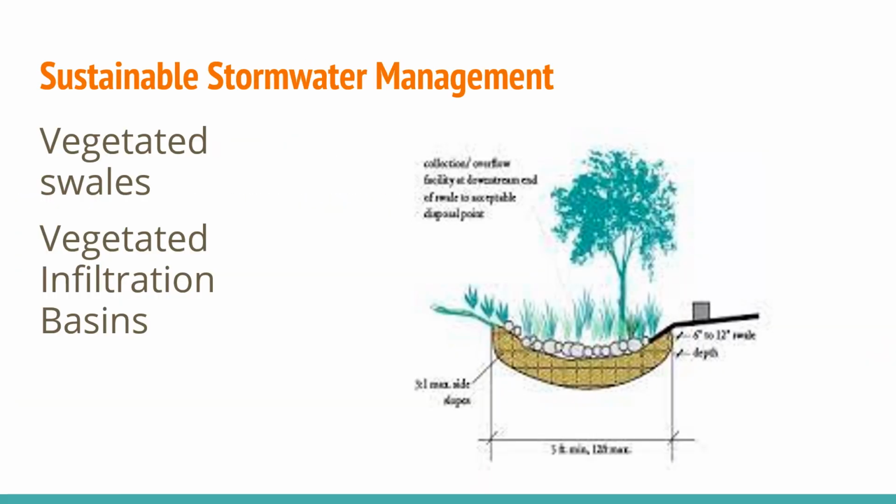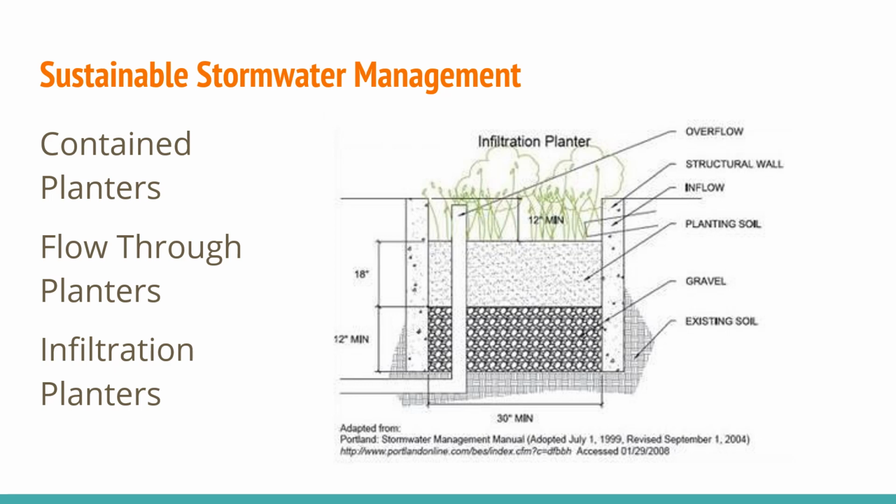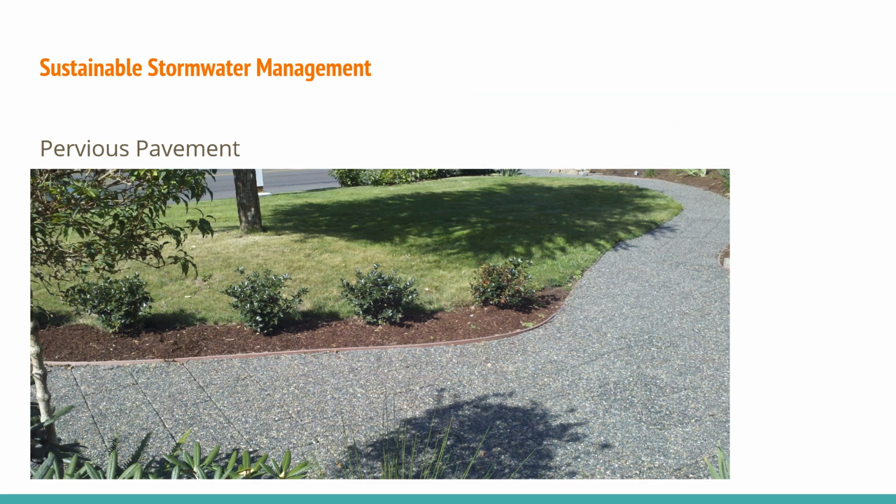In addition to that, we want vegetated swales and vegetated infiltration basins. Basically, these are areas where we have local fauna, where water will naturally pour down to and then filtrate into the ground because of the fauna there. That root system essentially helps them to absorb the water. In addition to that, we also have infiltration planters. We want to make sure that we're designing our planters so that they are also contributing to this water infiltration into the ground.